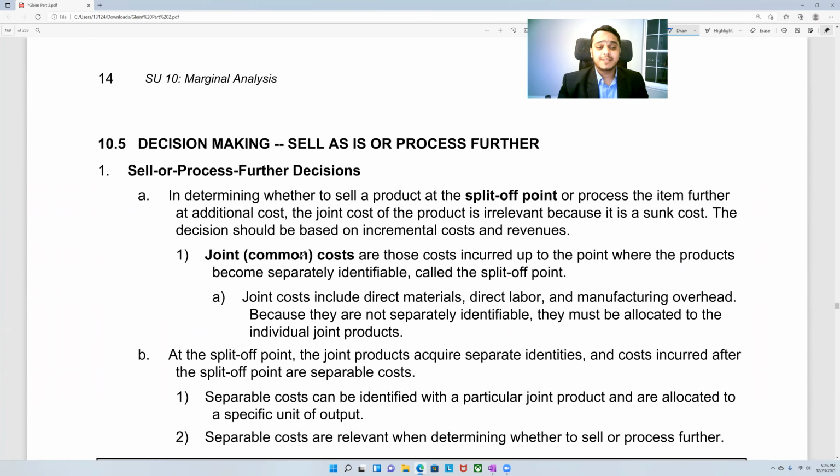Moving forward, we have sell as it is or process it further. Now for this, I have my all-time example, which I keep taking. This also comes in joint and byproducts, which we do in CMA Part 1 also. This is the same in Part 2. There's no change in it, though here it is coming in marginal analysis, there it is coming in costing. Not much of a bigger difference.